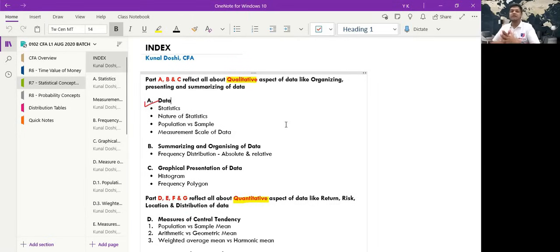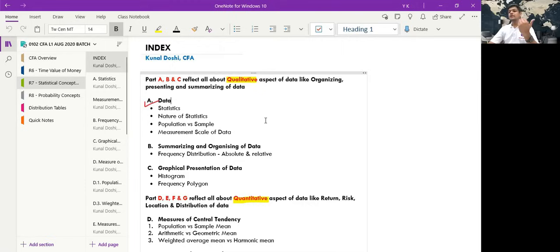Summarizing the data, frequency distribution, a tabular distribution, where we calculated the absolute and relative frequency, and then we graphically presented the data with histogram and frequency polygon. Correct? This was the qualitative aspect of data.